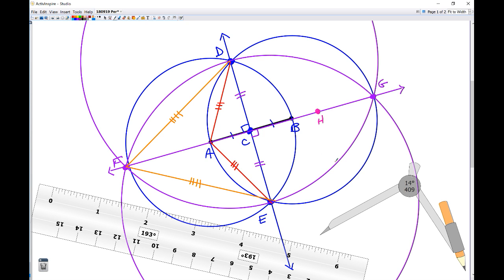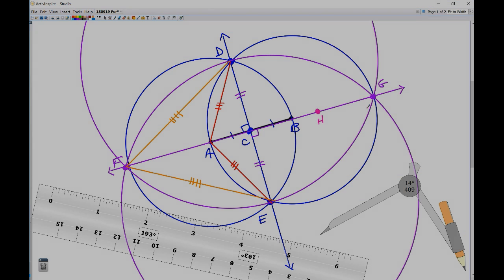I just picked some random spot on that line. But if I measure the distance between H and D with my compass, it's going to be exactly the same as the distance between H and E. No matter where you put a point on that line, it's always going to be the same distance from the endpoints because this line has bisected it at 90 degrees. Now, we can do the reverse of that. We can say, if some things are true, then we know that we have a perpendicular bisector.